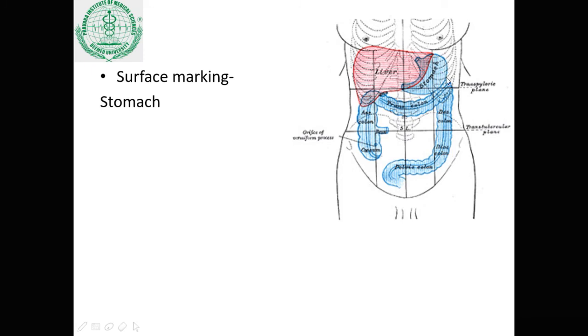From the fundus, draw a line downwards which reaches up till the subcostal plane and then reaches the lower margin of the pyloric orifice. So this is the outline of the stomach. Keep in mind that the cardiac orifice is lying around 2.5 cm to the left of the median plane, while the pyloric orifice is lying 1.2 cm to the right of the median plane.